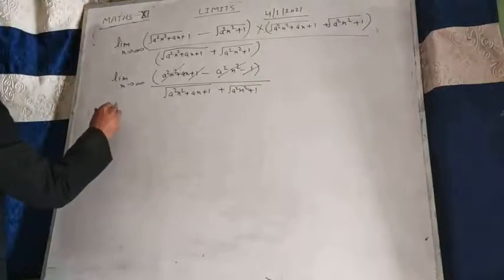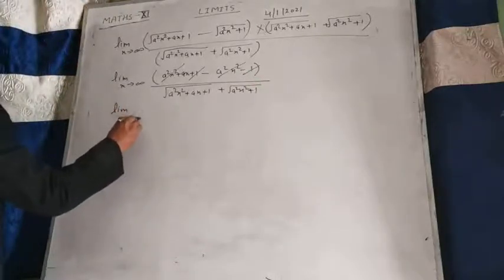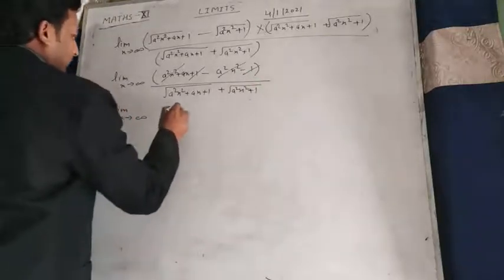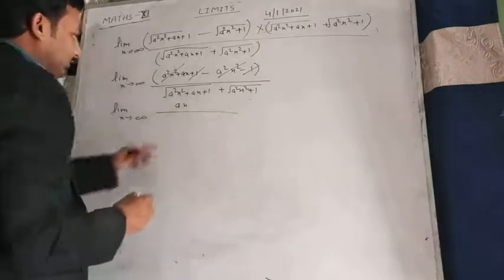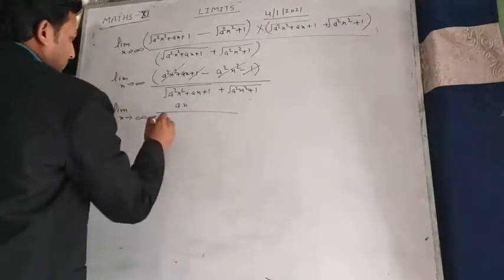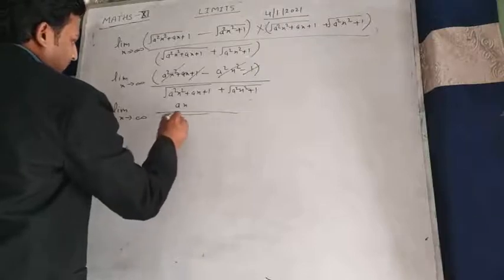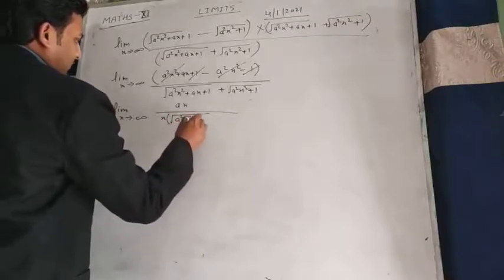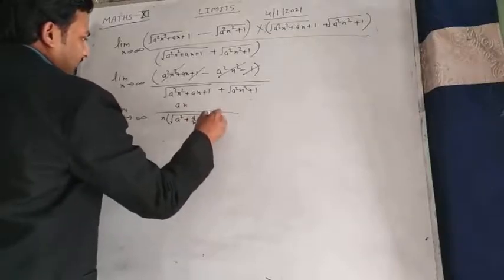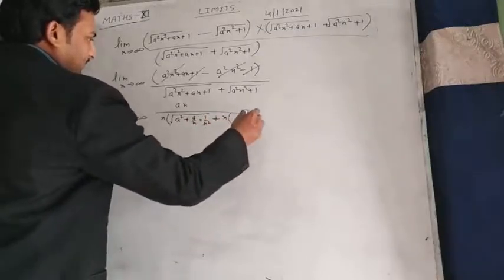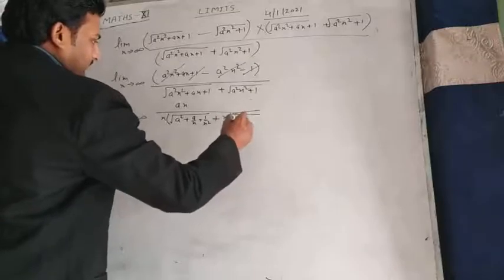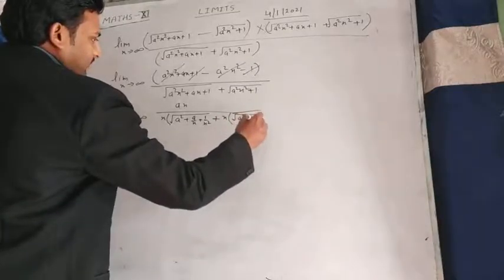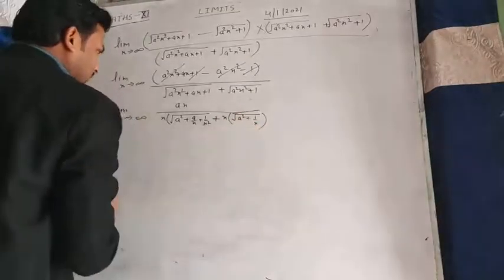So the remaining term is limit x tends to infinity of ax. And students, we are taking common here. Taking x outside, we get inside the bracket a squared plus a by x plus 1 by x squared. Taking x outside here, we get inside, students, a squared plus 1 by x.